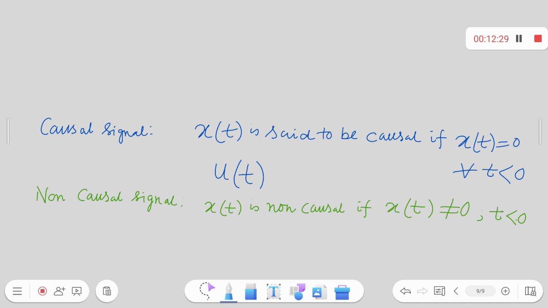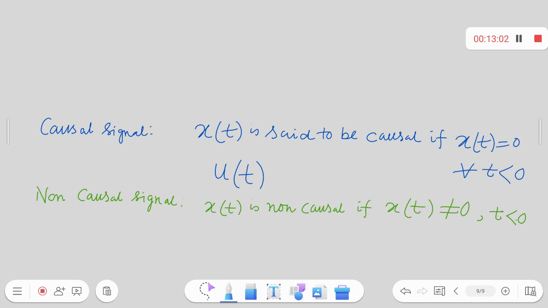But it doesn't say anything about t greater than 0. Nothing is mentioned because the definition of causality is strictly on the parameter t, on the condition t less than 0. So for t less than 0, x equal to 0, then we call the signal a causal signal. Now nothing is mentioned about t greater than 0. So with respect to t less than 0, I can classify the signal as a causal or non-causal signal.